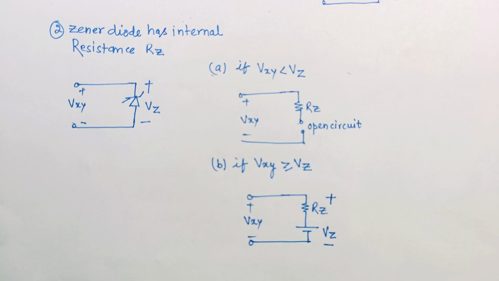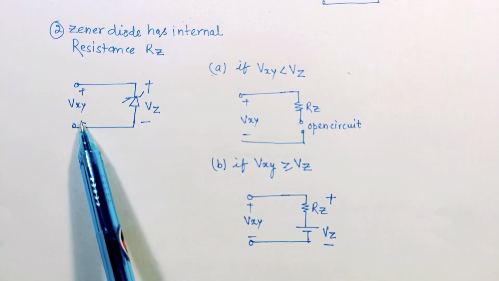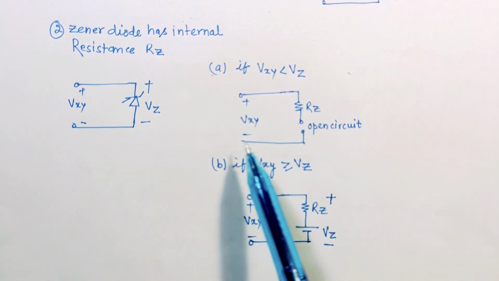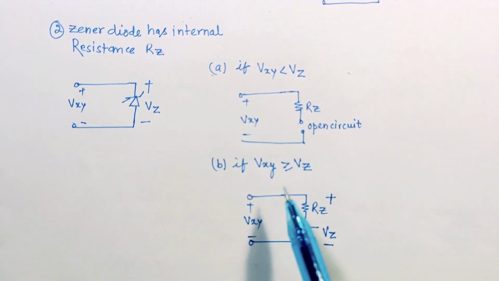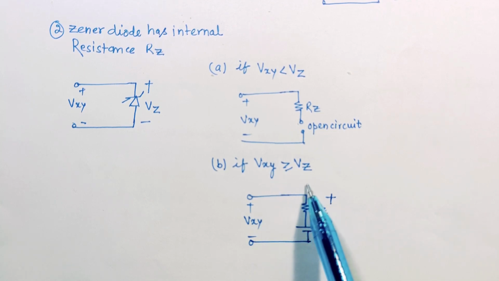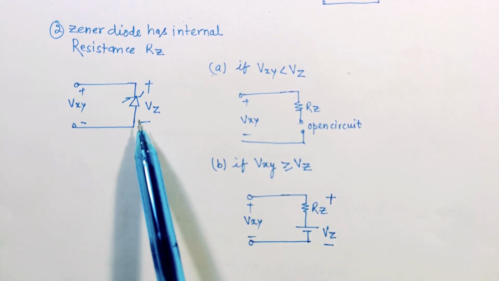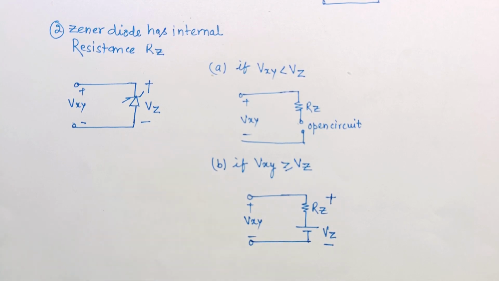The second case may be that the zener diode has some internal resistance Rz. If Vxy, which is the applied voltage across this zener diode, is less than the breakdown voltage of the zener diode, then this zener diode will act as an open circuit. If the applied voltage is greater than the breakdown voltage, then it will act as a voltage source with its internal resistance Rz. So this circuit can be used instead of this circuit for simplification of our problem.